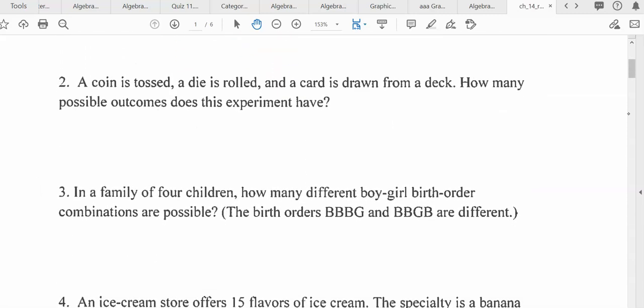A coin is tossed, a die is rolled, a card is drawn from a deck. How many different possible outcomes? There are 3 events. The coin has 2 outcomes, the die has 6 outcomes, and a deck of cards has 52 outcomes, not including the joker. Just use your calculator and multiply that to get 624.